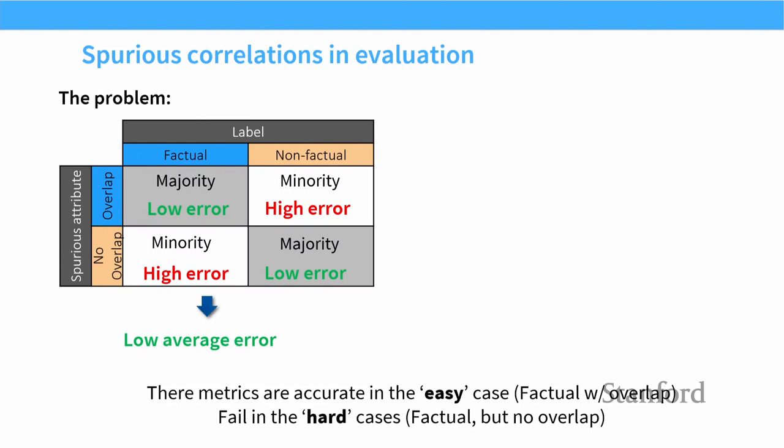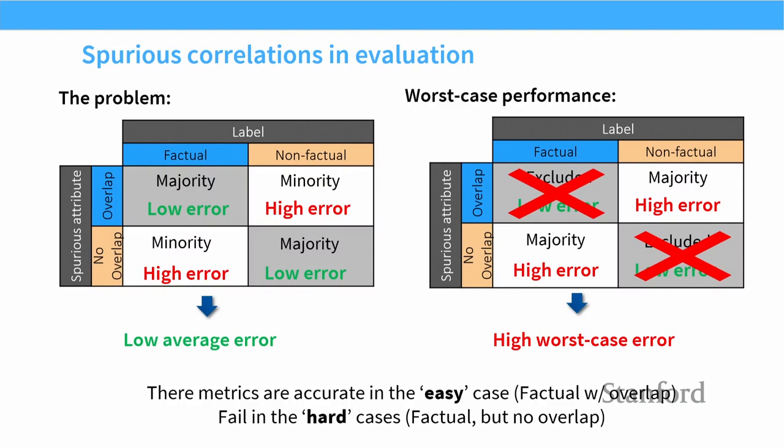On the other hand, in the worst case, we look at examples of non-factual text with overlap, where you add a negation or something to intentionally break the factuality of your text, or the bottom left, factual but with very little overlap, where you've paraphrased the summary. In both of these cases, these kinds of evaluation systems would be expected to fail, right? So conceptually, in a lot of cases with spurious correlates, our metrics are very accurate in the easy case, when the spurious correlates match the label. But they fail, sometimes catastrophically, in the hard cases where the heuristics the model has learned are no longer relevant.